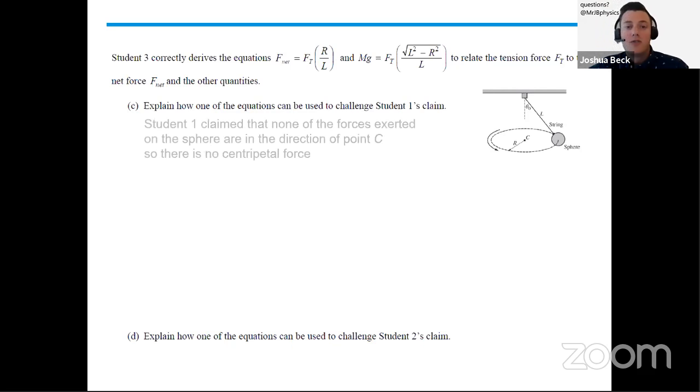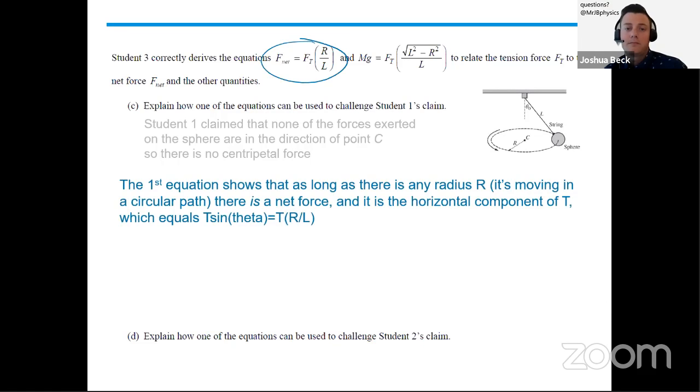Now I'm just going to reiterate. Student one claimed that none of the forces exerted on the sphere are in the direction of point C. So there's no centripetal force. So I'm going to use this first equation here. And this first equation shows us that as long as there's any radius, so if it's moving in a circular path, as long as there's some radius, then there is a net force. And that net force will be the horizontal component of T. So that horizontal component of T is going to be T times the sine of theta. Sine being the opposite over hypotenuse, being R over L. So this first equation shows us that as long as there's a radius, then there is a net force creating our centripetal acceleration.